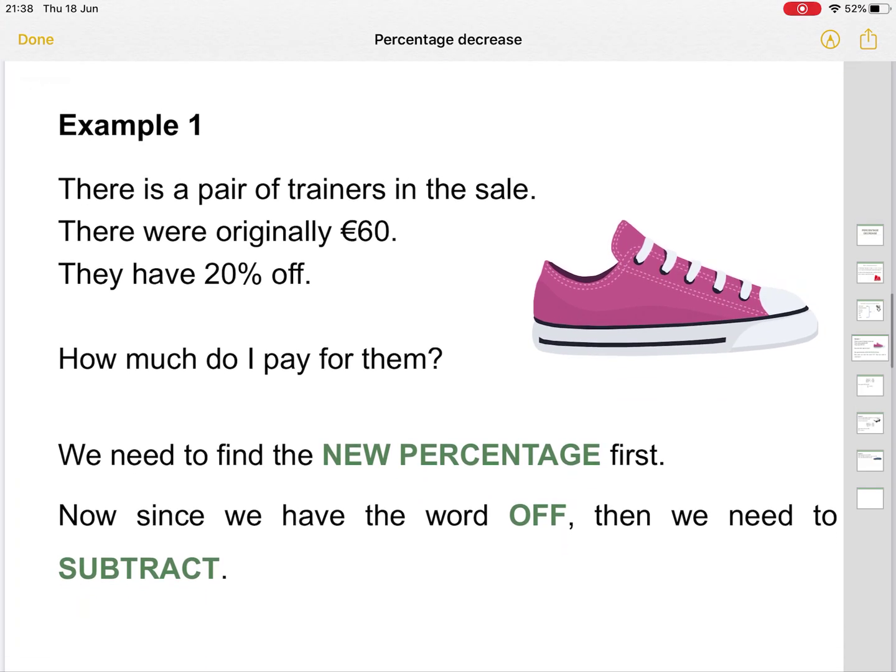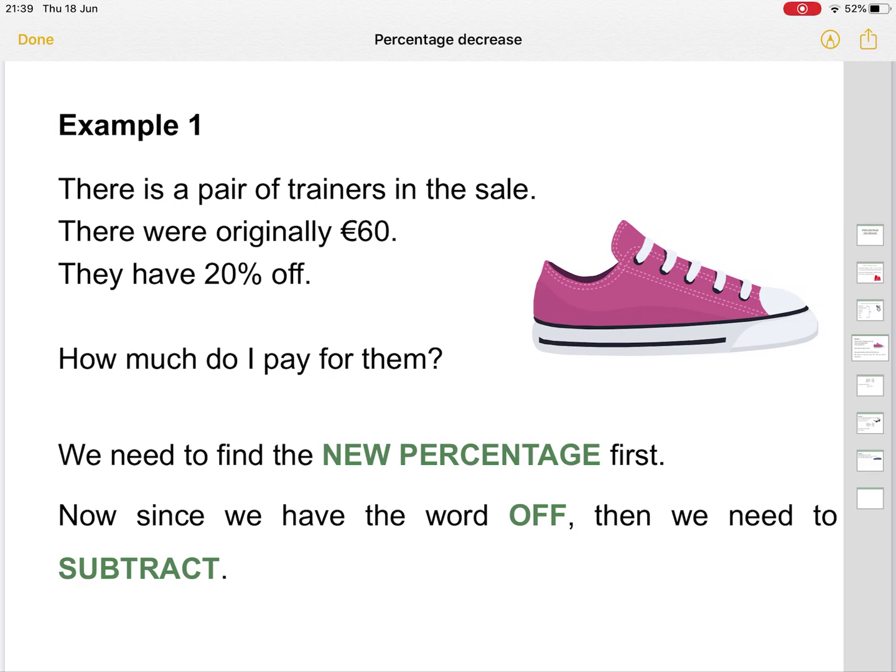Now let's discuss the first example, boys. Here is a pair of trainers. There is a pair of trainers in the sale. They were originally marked €60 and they have 20% off. How much do I pay for them now, during the sale?